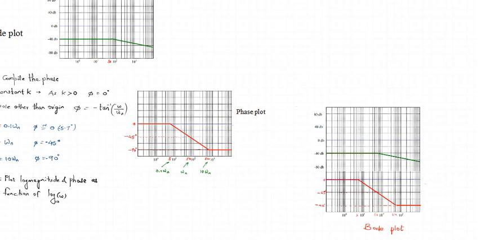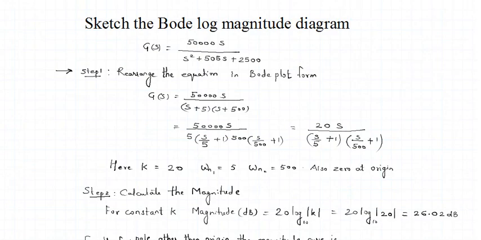We'll follow the same procedure now and solve one more example on Bode plot. So let us look at one more example. So what is the next example?